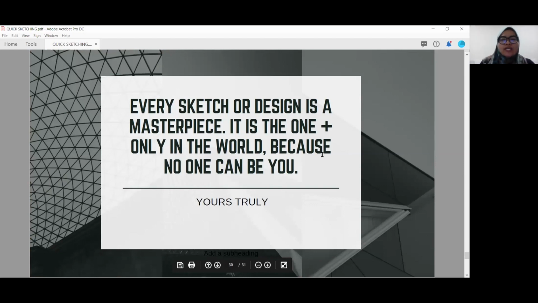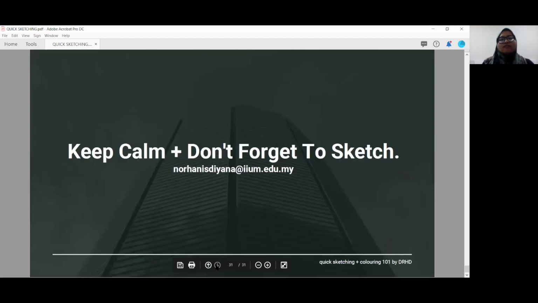Every sketch or design is a masterpiece. It is the one and only in the world, because no one can be you. Again, it's from me. Every sketch that you have is your own style, your own technique, and no one can be you. You produce that one, that is the only one that exists in the world. Even if you say that it's orang lidi or whatnot, it's still a masterpiece. So always appreciate yourself when you sketch, and keep calm, don't forget to sketch.